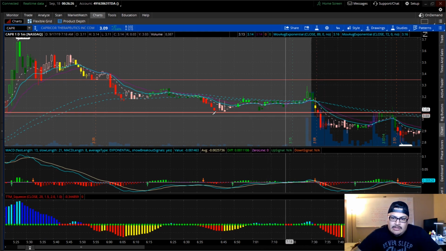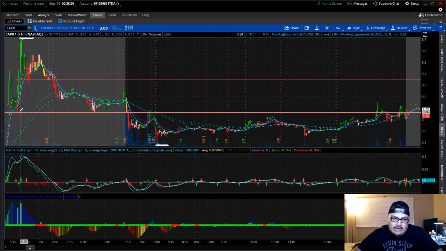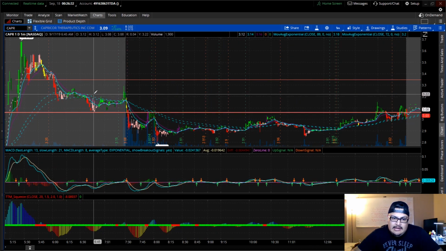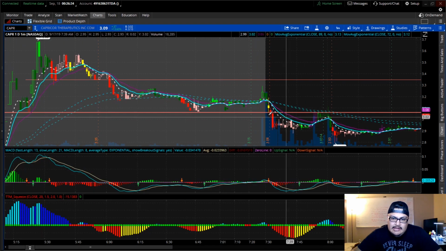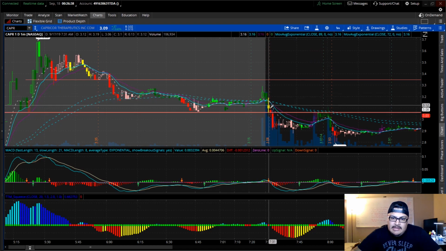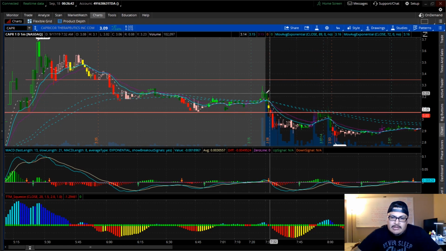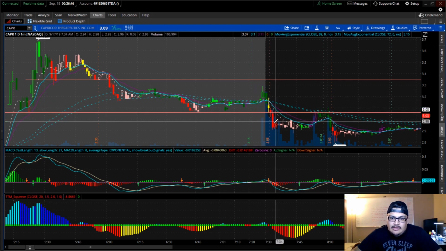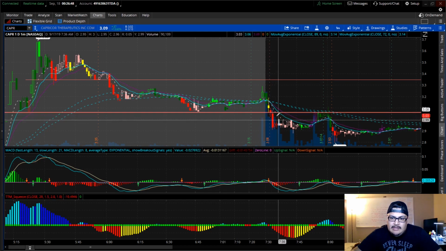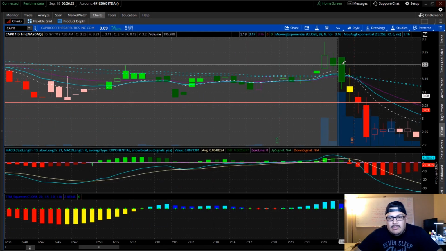I told him, we have this resistance, and it's pretty strong here at 307, 308, and then we have the whole number in the same area, the $3 mark. So this would have to come down right here, bounce, and then go up. You could also have some consolidation right here, but it would just need to hold around the $3 or 307 mark right here.